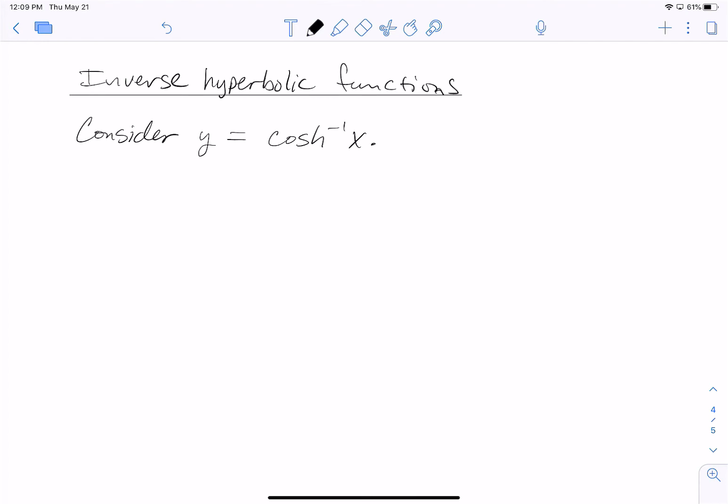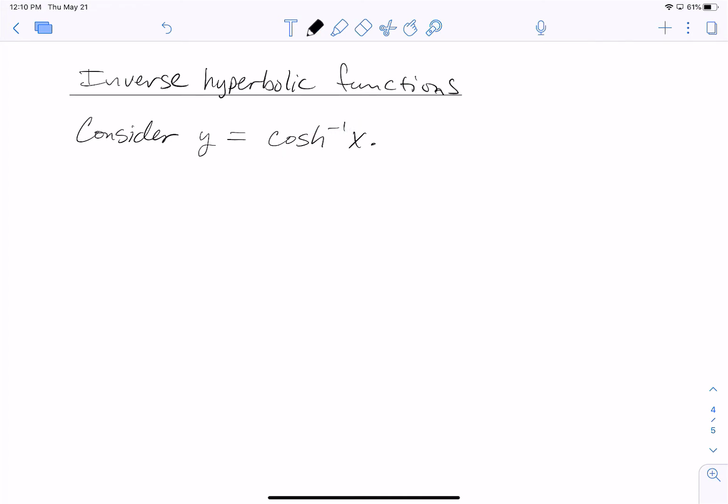The hyperbolic functions, in some cases with proper domain restrictions, can be expressed as one-to-one functions and therefore have inverses, and that's what we're going to look at now. Consider y equals the inverse hyperbolic cosine of x. It's a lot of symbols, it's a lot of words.